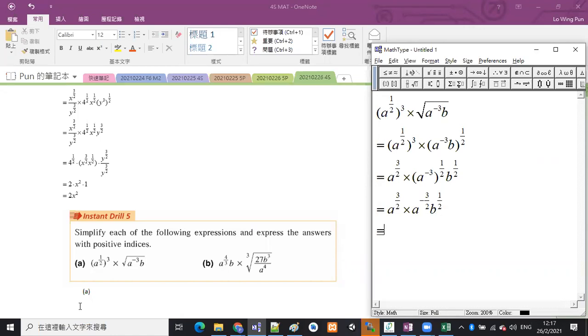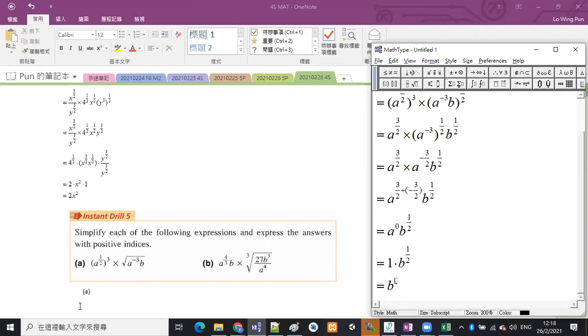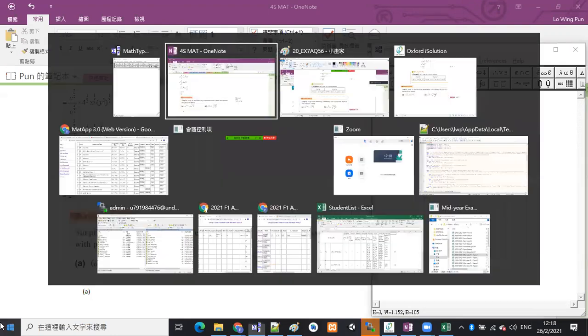Okay, and then for the two A parts, two A terms, we may multiply them together. Okay, we may add the indexes together, 3/2 plus -3/2. Okay, and then we still have B to the power 1/2. Finally, we can get A to the power 0. Okay, but what is power 0? It's just 1. Okay, times B to the power 1/2, or just B to the power 1/2 as the answer.